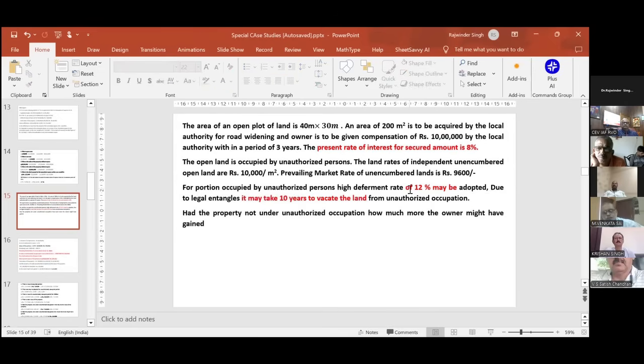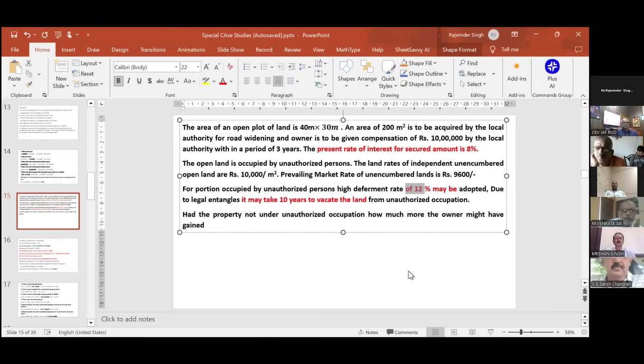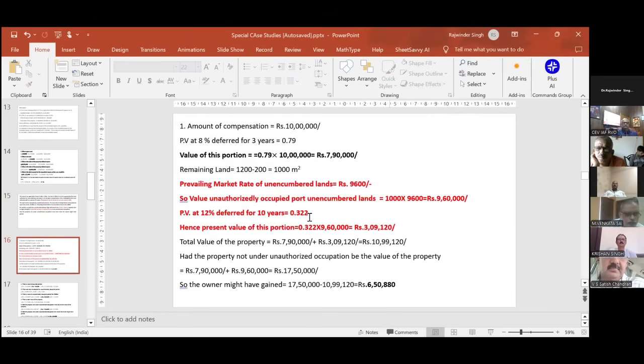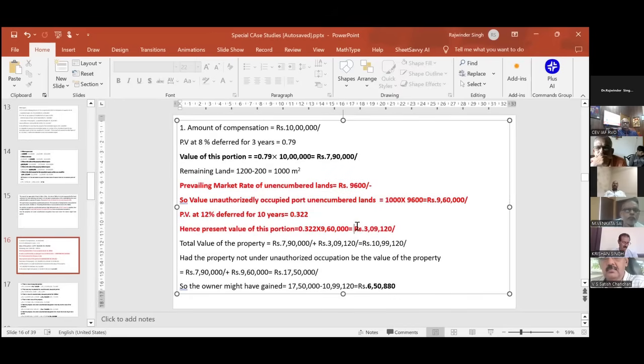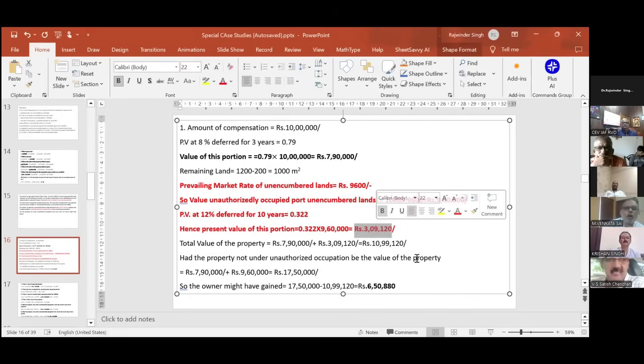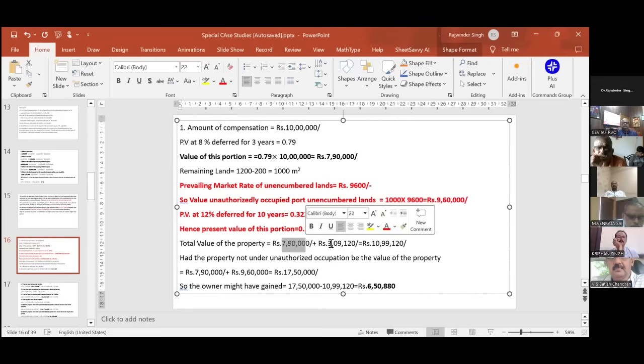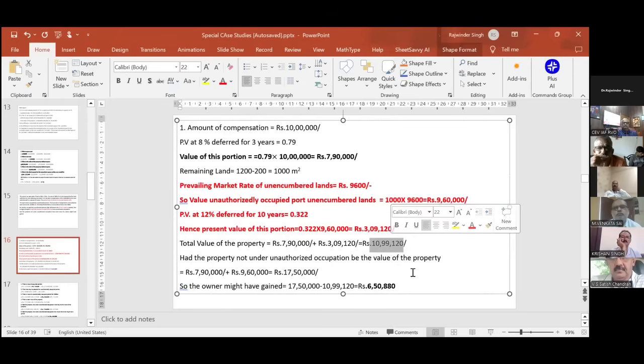So we will defer it at 12% for 10 years. So this value will be deferred. The present value factor becomes 0.322. So the present value becomes 3,09,120. So the total value of the property is 7,90,000 plus 3,09,120, that is 10,99,120. So this is the total value if it is unauthorizedly occupied, as given in the question.